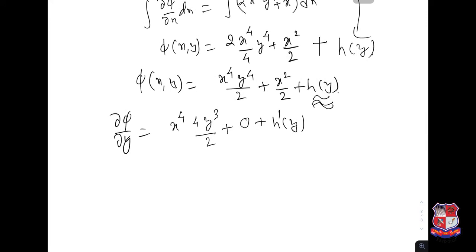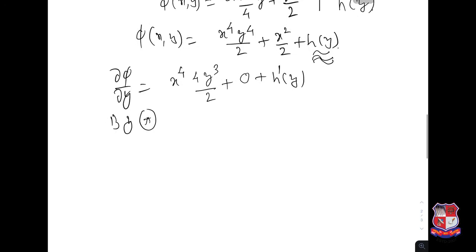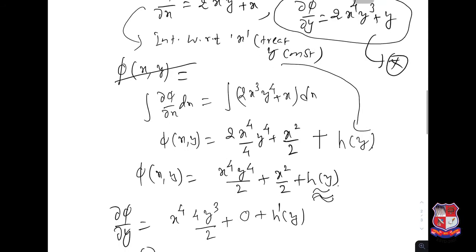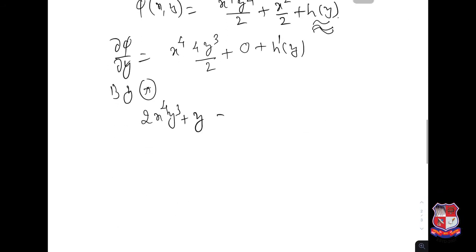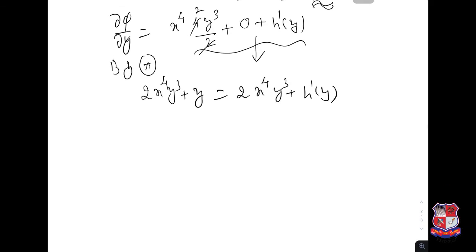This del phi by del y is 2x power 4 y cube plus y. This is from star, and on this side we write 2x power 4 y cube plus h dash y. Now these two cancel. So we have h dash y equal to y.